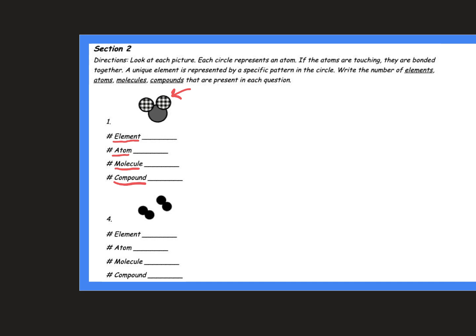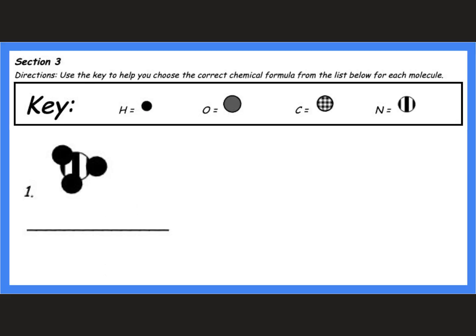So for this one, I see 2 elements, this checkered pattern one, and this one is all filled in. So I'm going to write 2 elements. I see 3 atoms. I see 1 molecule. And because I know the definition of compound is 2 different types of atoms bonded together, I would say this is 1 compound. Okay?